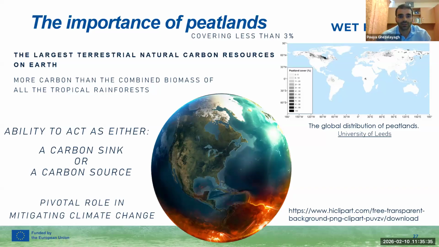And the significant role of peatlands is that they have the ability to act as either a carbon sink or a carbon source. It means that if peatlands are in good condition, they absorb carbon from the atmosphere. Meanwhile, if they are in bad condition, they emit a substantial amount of carbon into the atmosphere. So from a climate change perspective, we can say these unique ecosystems play a pivotal role in mitigating climate change.